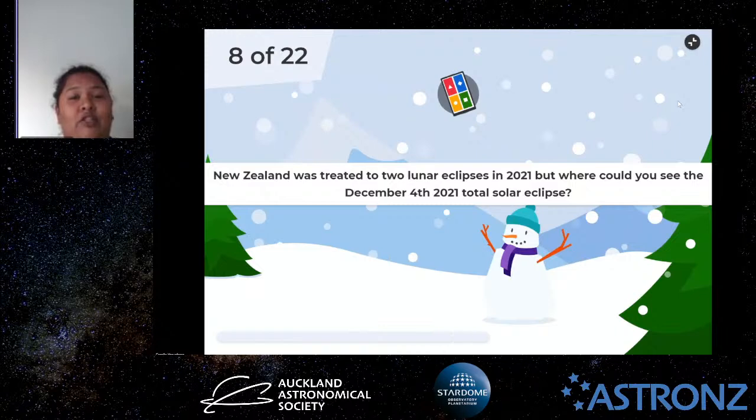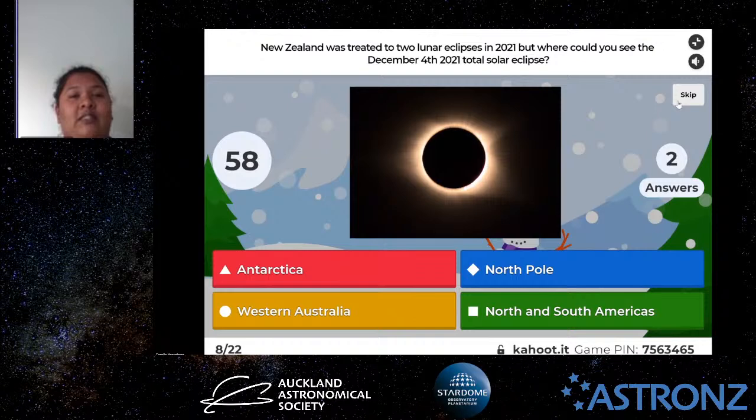Now, New Zealand was treated to 2 lunar eclipses in 2021, but where could you see the December 4th, 2021 total solar eclipse? Now, for this question, you need to think about it a little bit. So I've given you a little bit of extra time. So is it Antarctica, the North Pole, Western Australia, or the North and South Americas? So we're not talking about the lunar eclipses. There was a total solar eclipse that took place this month. But where did you have to be able to see it?